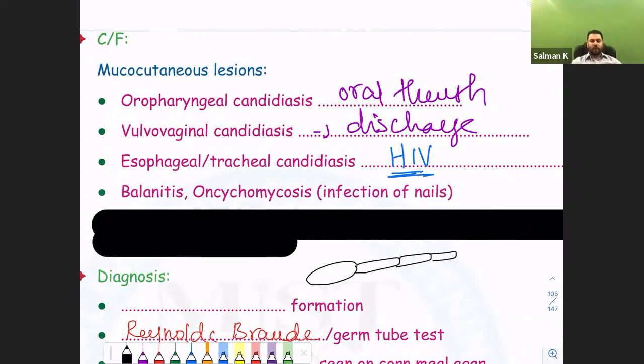And you should be knowing here, mucocutaneous lesions, you have oropharyngeal candidiasis that produces oral thrush. This guy is producing what? Oral thrush. In the mouth, you will see this white color, cheese-like layer. Vulvovaginal candidiasis presents with this discharge, which is again described to be curd-like. And very important, esophageal or tracheal candidiasis seen in HIV patients. Esophageal or tracheal is seen mainly in the HIV patients only.